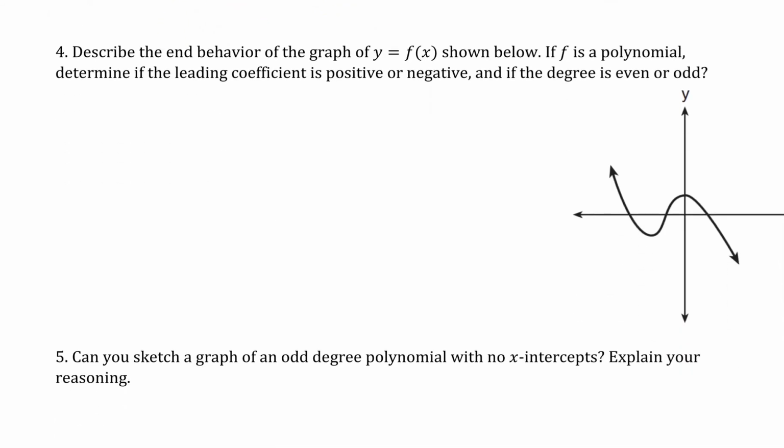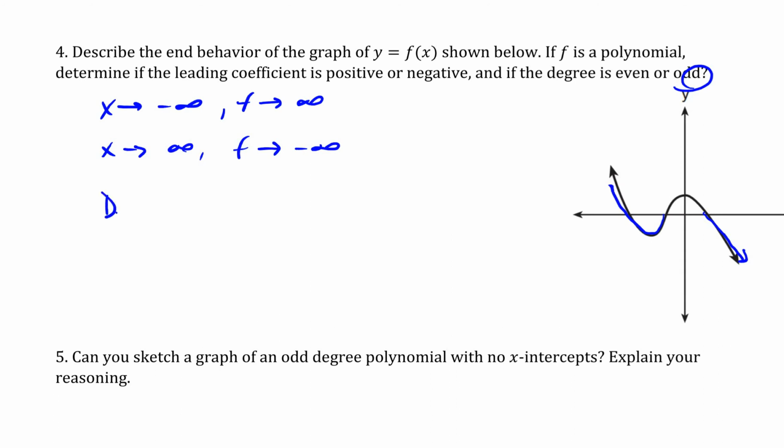Number 4: describe the end behavior of the function shown below, and then determine if the leading coefficient is positive or negative, and if the degree is even or odd. As x approaches negative infinity, as this function is going backwards, it's going up, so the function f is getting larger. As the function goes to the right, it's going down. So as the x values increase, the function is going to go down. Because the end behavior goes in opposite directions, that tells me that we have an odd degree function. So I know the degree is odd.